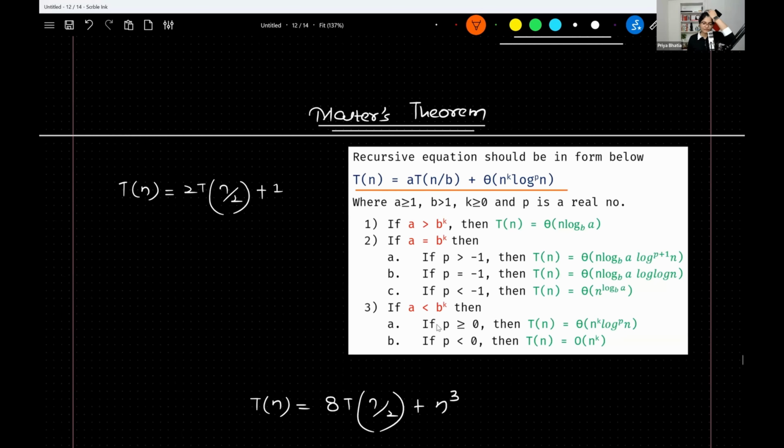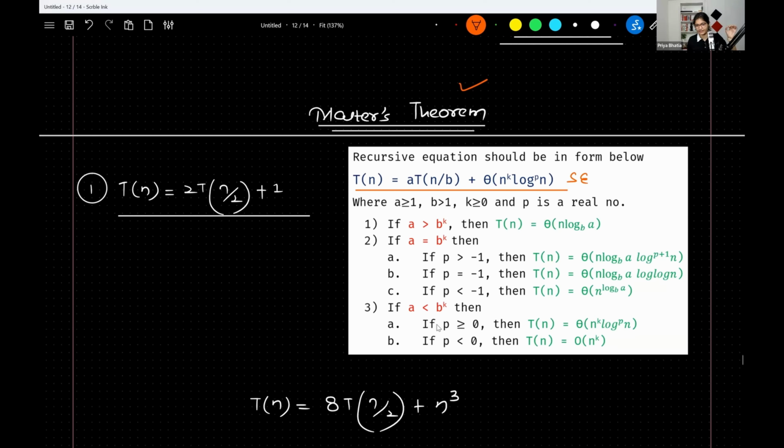So basically, if you have this kind of recurrence relation, which can be easily solved by the substitution method as well, you can apply Master's theorem directly to get the solution. For example, this is the first example you can refer to. Suppose you have written a recursive code and got this kind of recurrence relation. Compare this equation with the standard equation.